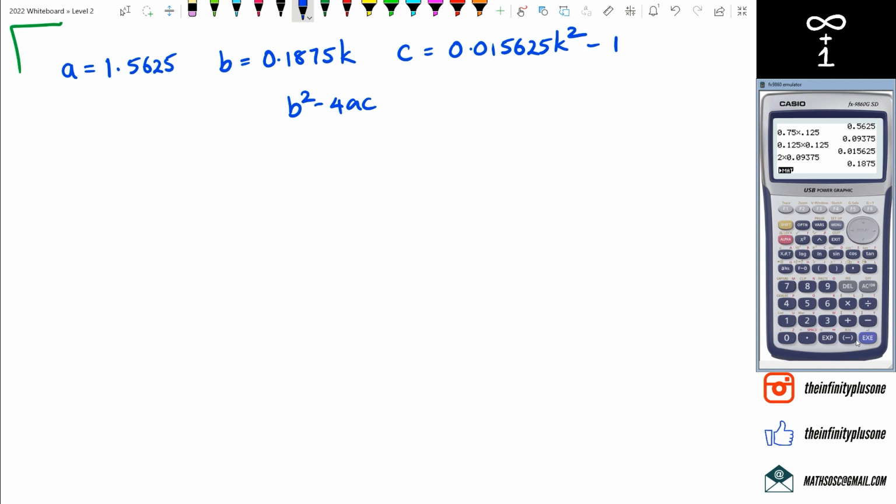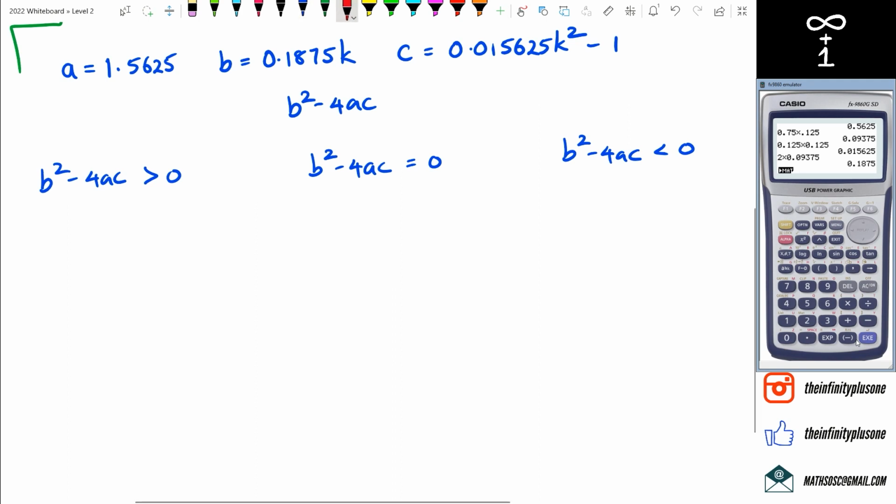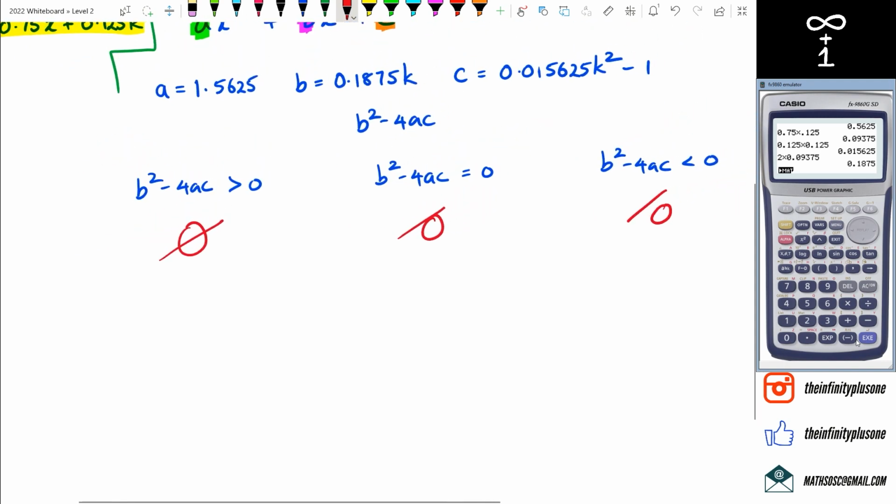Otherwise, what you have here is: if b squared minus 4ac is bigger than 0, then there are two solutions; if b squared minus 4ac is equal to 0, one solution; and if b squared minus 4ac is less than 0, no solution. So this is the situation where we have two solutions, one solution, or no solution. Okay, so we're going to do the first one, which is the two solutions.